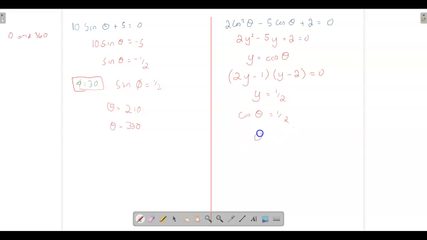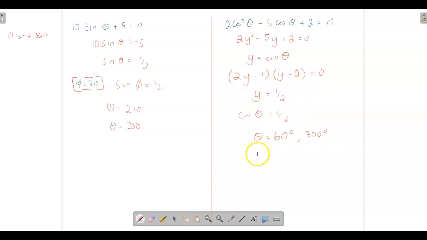Well, what's theta? One angle is, if that's a half, that means it's 60 degrees. Just recalling some of those facts. And the other angle occurs in the fourth quadrant, and that's 360 take away 60 to give me 300. That's the first bracket done.